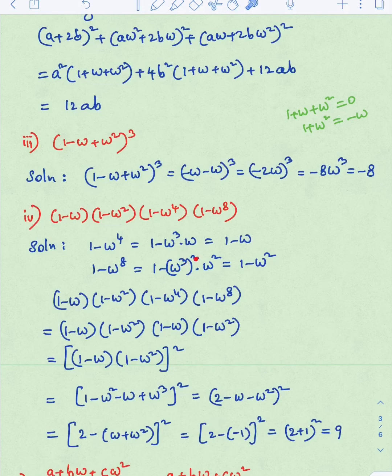Here there are 2 omega cubes. That's why omega cube whole square. Omega power 6 into omega square. Omega power 6 can be written as omega cube whole square, into omega square. Total 8. So this will become 1, no? So 1 minus omega square. So take the question directly. Next step.